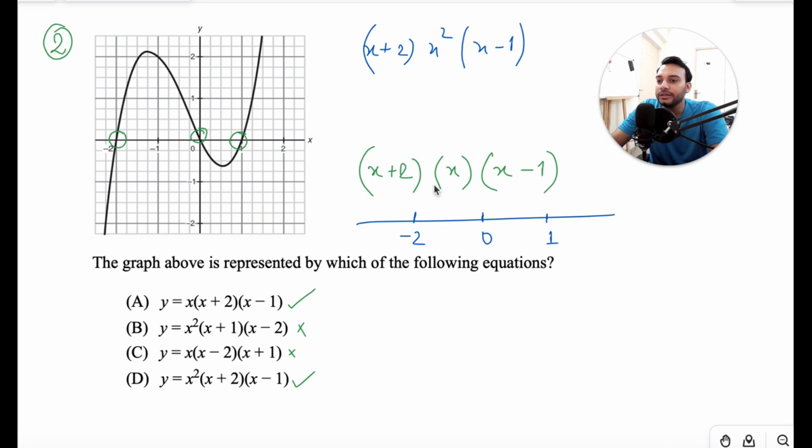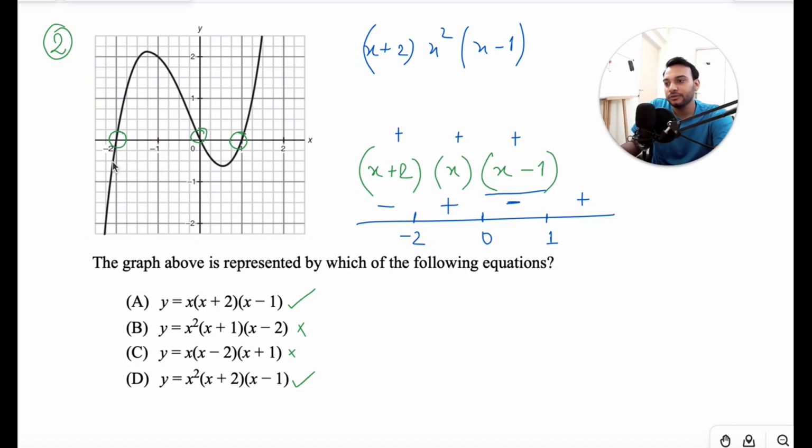These are the points over which the sign of the function changes. If there's a number greater than 1 on the x-axis, all three factors would be positive, so this will be positive. Then between 0 and 1, x minus 1 would become negative, hence the overall thing would become negative. Between 0 and -2, it'll again be positive, and to the left of -2, it's negative. As you can see, that behavior is reflected on the graph shown in the picture.